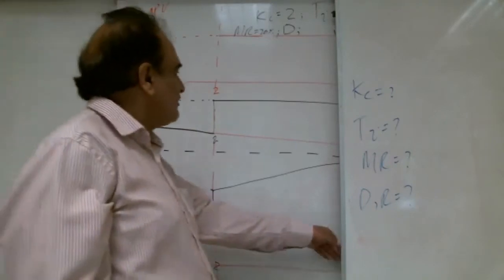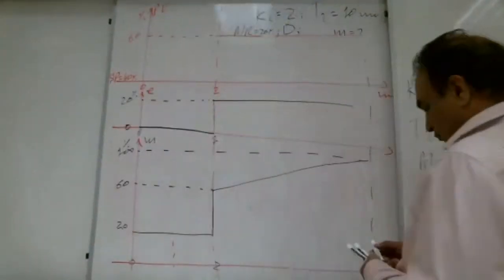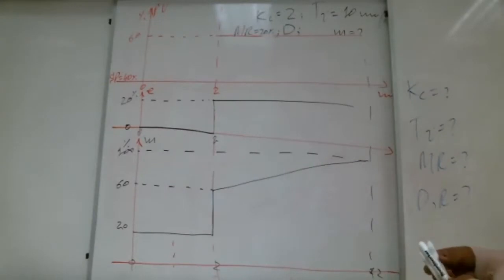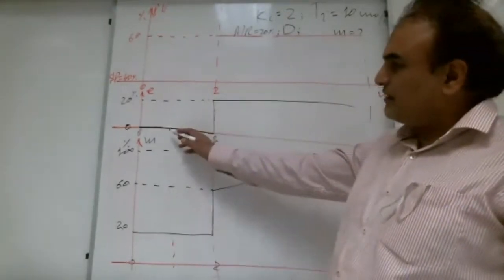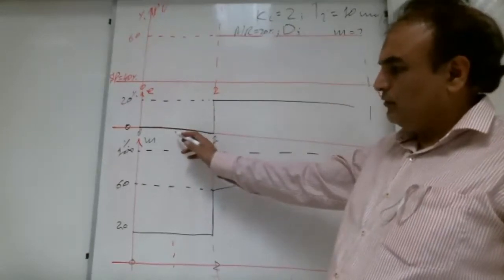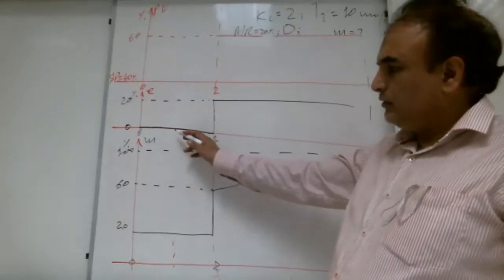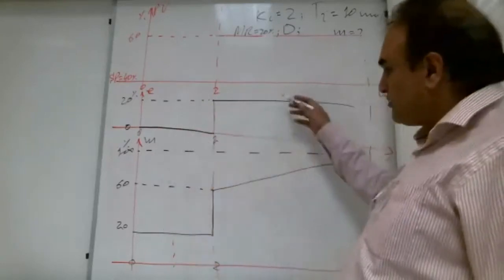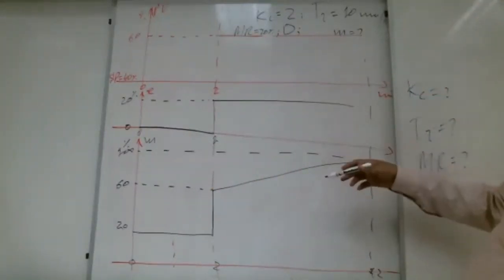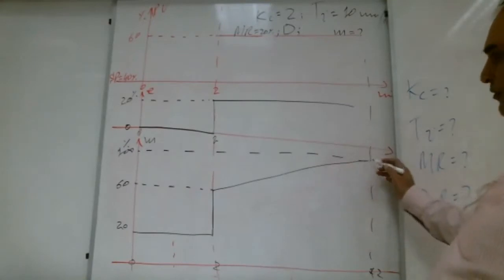How are we going to find it, Shabab? Please tell. See here, this is the error. If you check this portion, this is 0, right? So here we are not very accurate, and in this portion we are more accurate. So what is the change in the output?